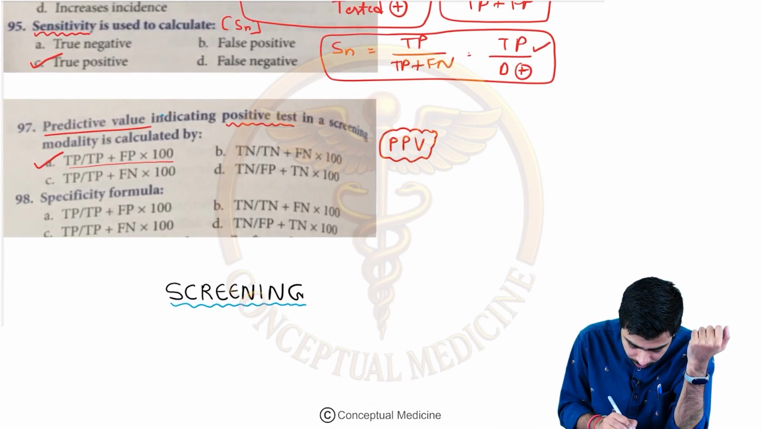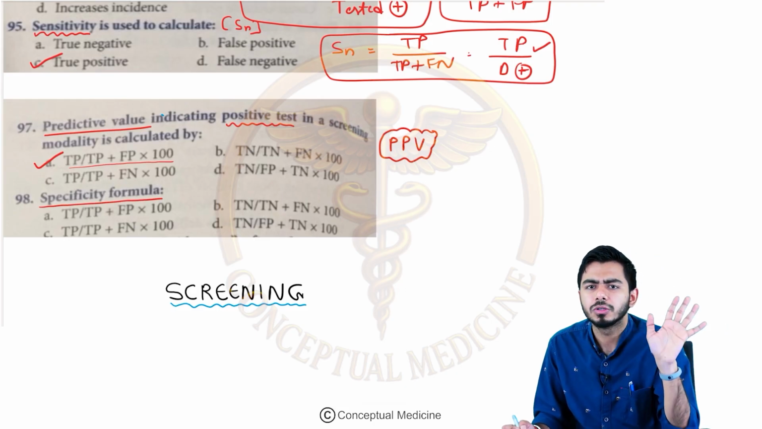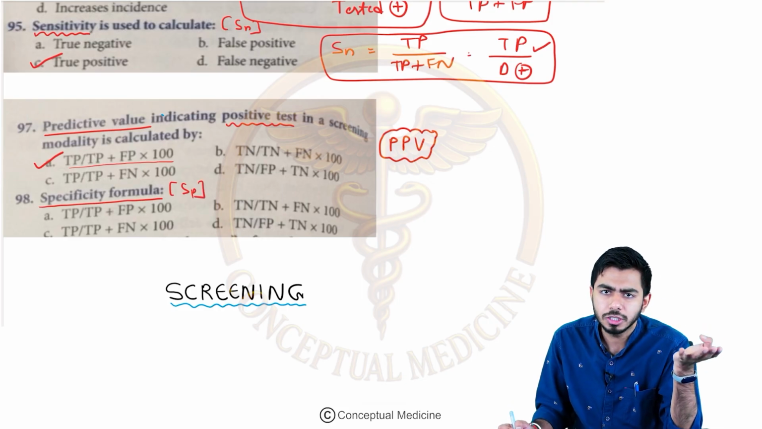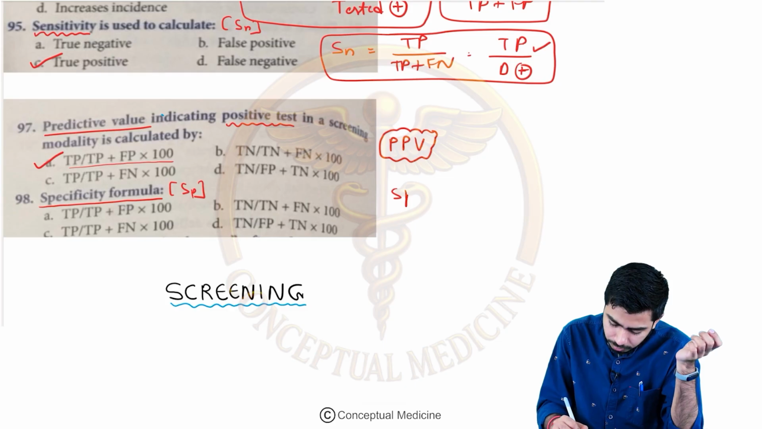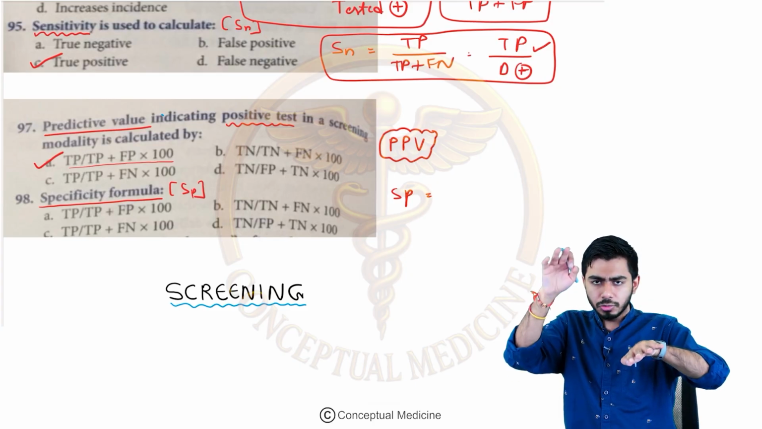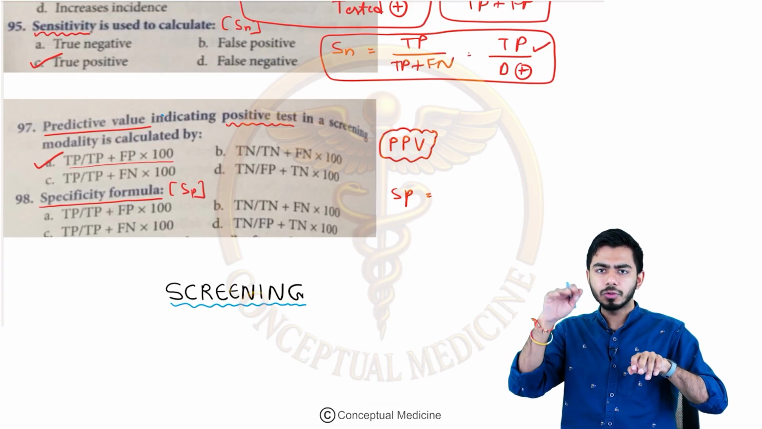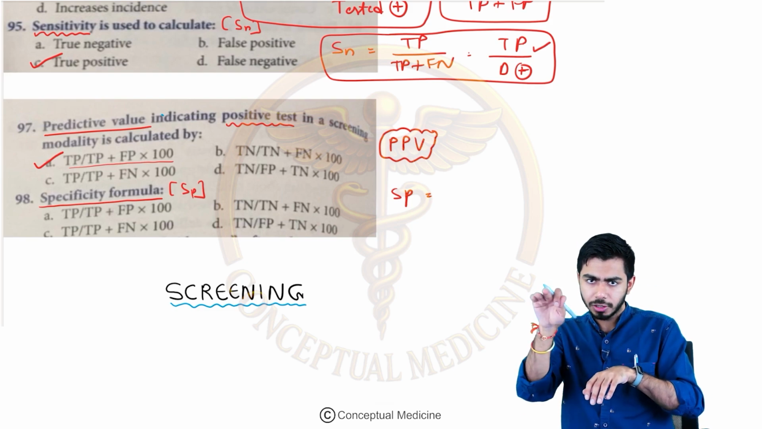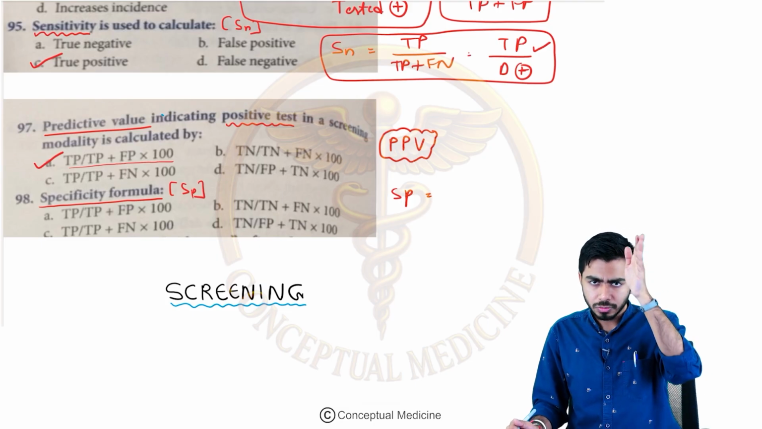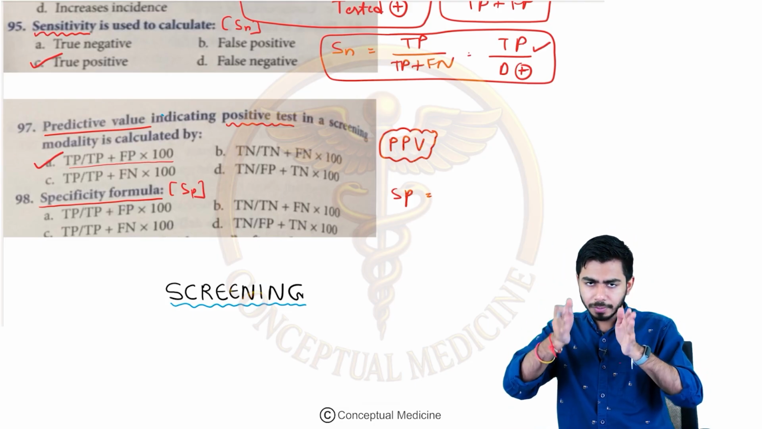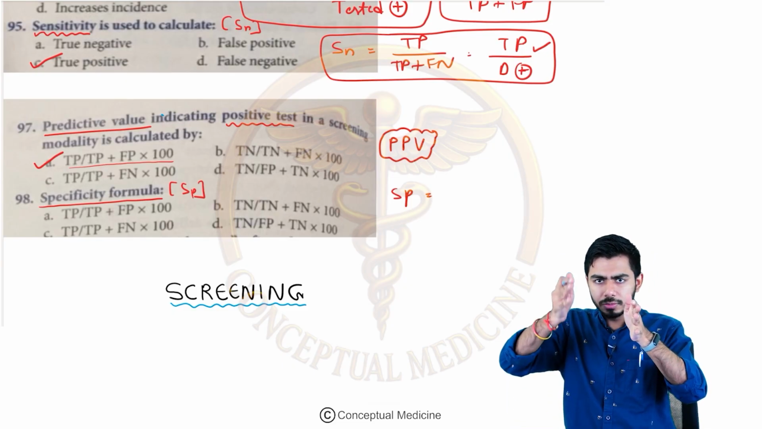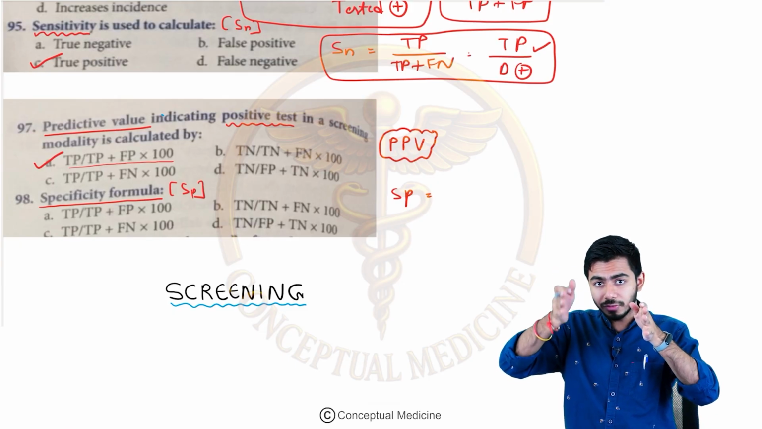Question number 98, guys. What is the specificity formula? Very straightforward questions are coming. Specificity, which is abbreviated as SP. For positive predictive value and negative predictive value, you are playing with the table like this, right? For sensitivity and specificity, and for the false positive error rate and false negative error rate, you are playing with the columns. They are asking about specificity. You will be playing with this column or that column? For sensitivity, this column. For specificity, this column.